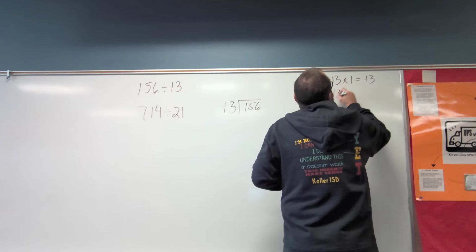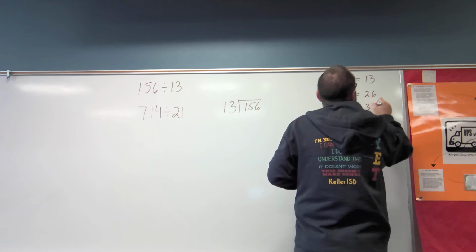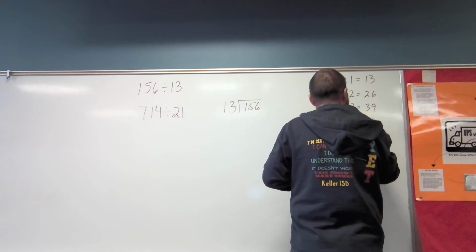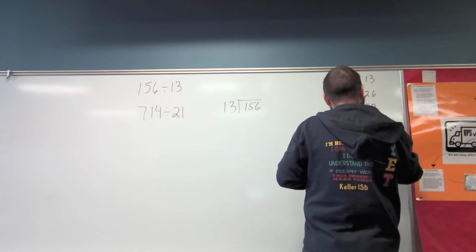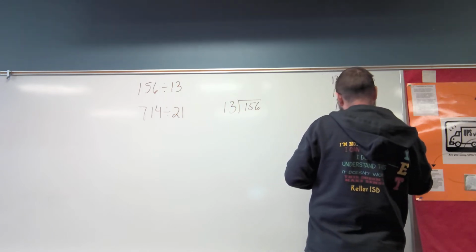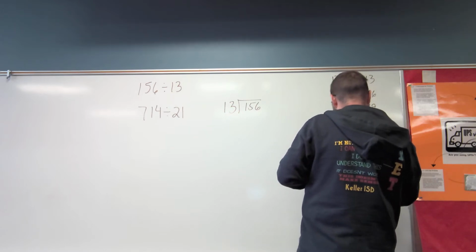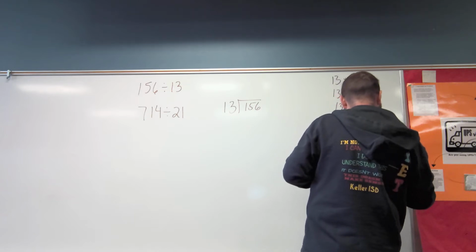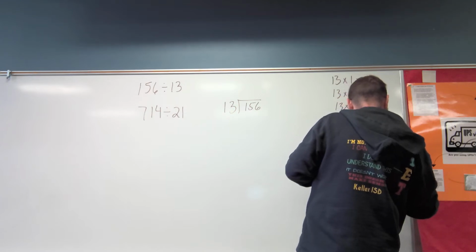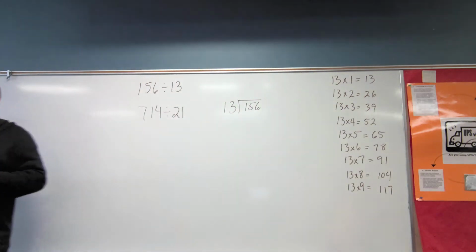13 times 1 is 13. 13 times 2 is 26. 13 times 3 is 39. 13 times 4 is 52. 13 times 5 is 65. 13 times 6 is 78. 13 times 7 is 91. 13 times 8 is 104. 13 times 9 is 117, I think. I think it's 117.